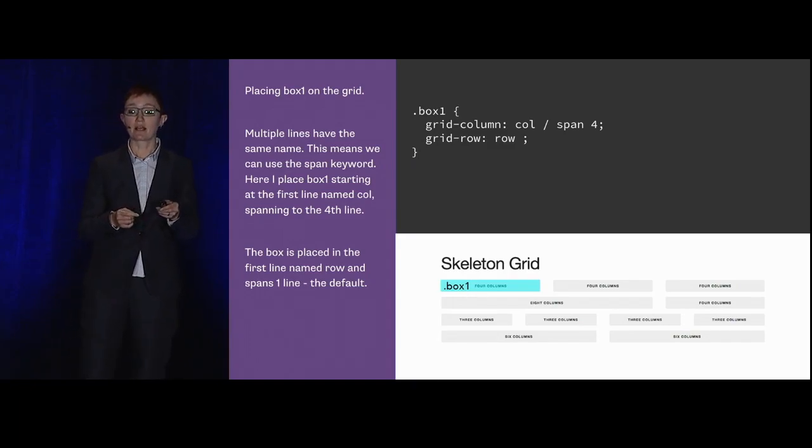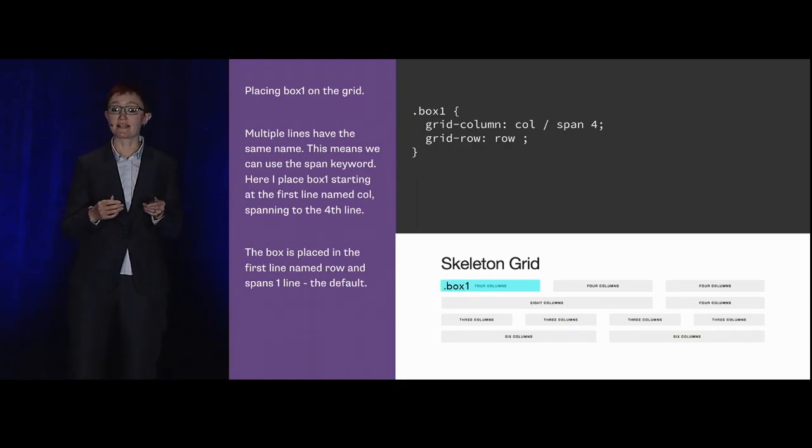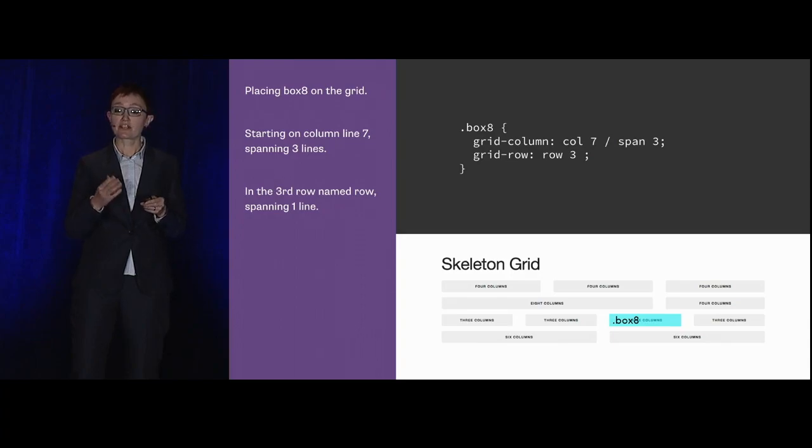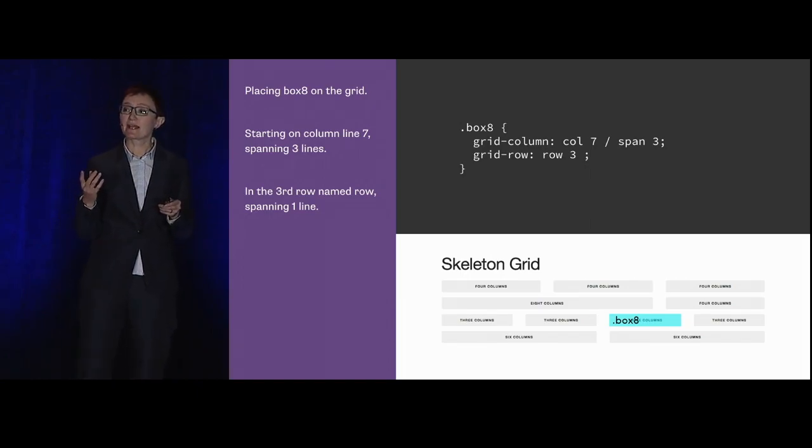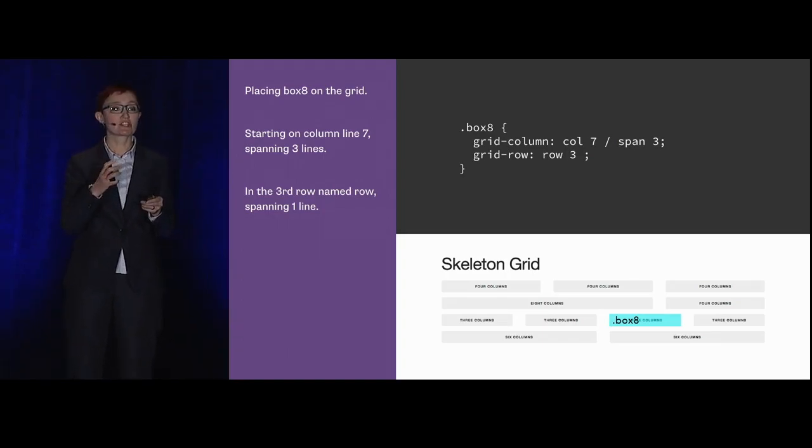So here I'm saying, box 1, I'd like to start on the first line named col. So I say col, and I say span 4. And grid row, row, which will be the first line named row. But if we go down to box 8, I'd like that to start on grid column col 7 and span 3, and grid row, row 3. So being able to use this span keyword is quite useful because it means you can place components and say that I just want this component to always span 3 tracks of my grid, even if you don't know which line it's going to start on. That's quite a handy thing to be able to do.